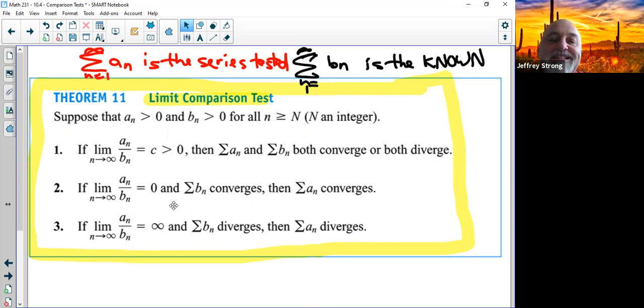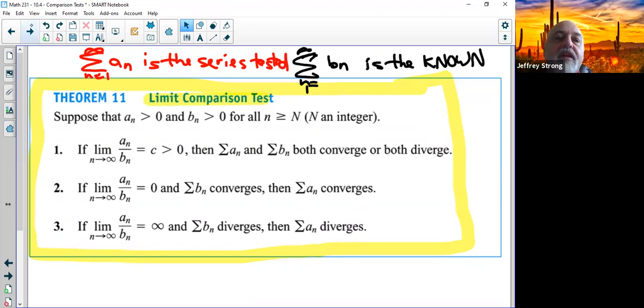If you get 0, then if you've picked a converging series, then your series converges. But if you get 0 and your B sub n is the one that diverges, you don't know the answer. If you get infinity and B sub n, the series that you know, diverges, then A sub n diverges. So if you get 0 or infinity, then sometimes you'll know the answer. But if your known series converges and you get infinity, you get nothing. You won't know anything.